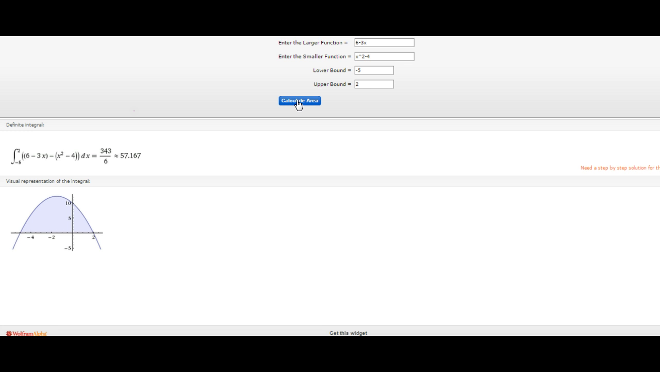Okay, so 57.167. Maybe I can write that up here. 57.167. That's 57 and 1/6, right? 0.167. Trust me, it's 1/6. Okay, the other one. The upper function was 3x, right? So 3x. The lower function was x squared minus 4. Where were we going from? 2 to 4, so lower bound will be 2, upper bound will be 4.